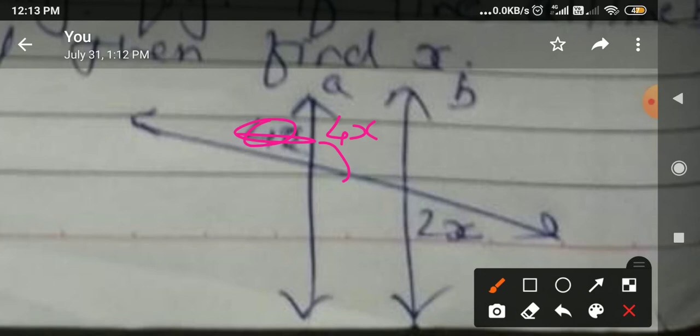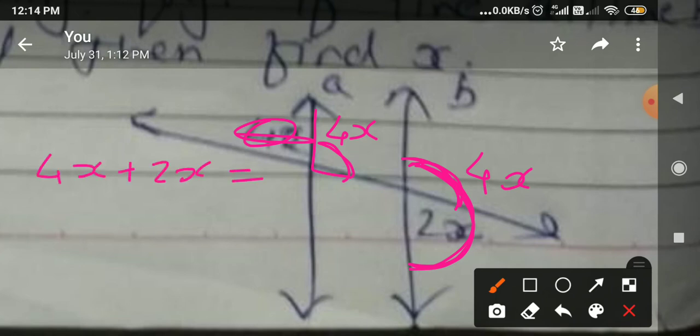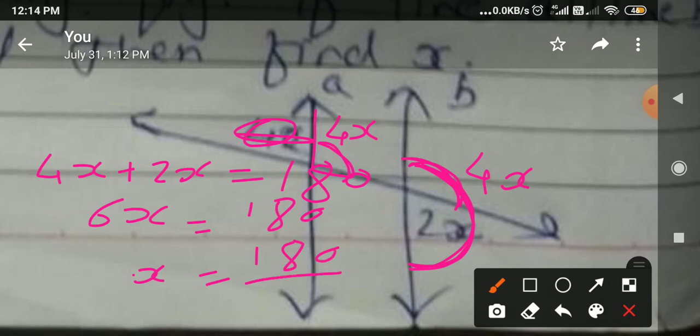So tell me now, if this angle's measure is 4x, then its corresponding angle's position is at this place. I have drawn it here. This is the position of the corresponding angle of this. So its measure is also 4x, and now we know that 4x plus 2x is equal to 180. Why? Because these are linear pairs of angles. So 6x is equal to 180, and x is equal to 180 upon 6, which is 30. So the value of x is 30.